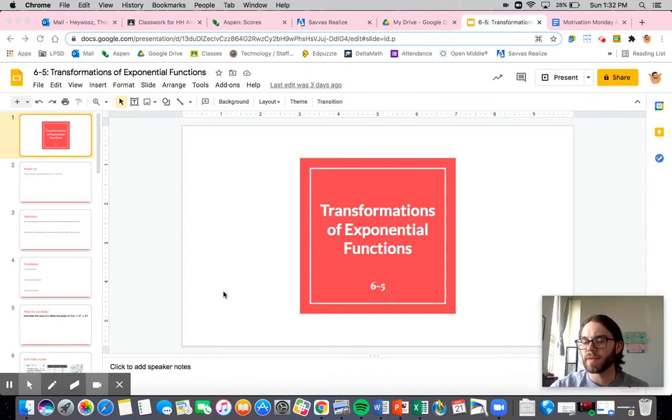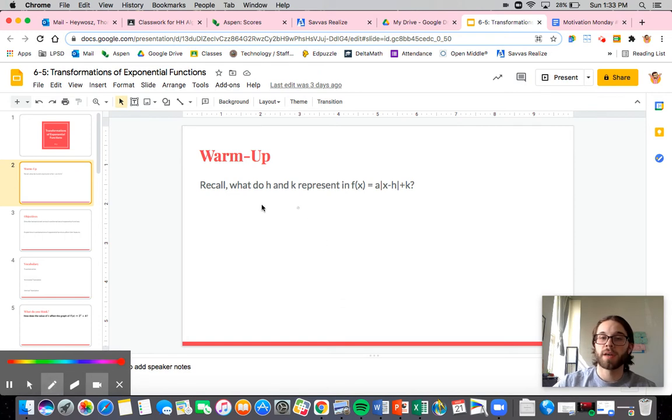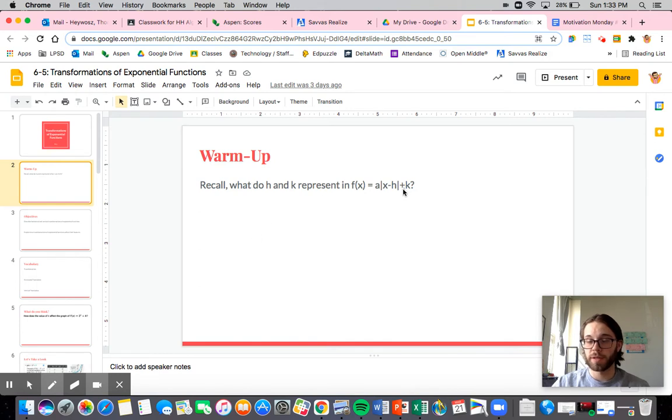And this one should be relatively straightforward now that we've done it a couple times, but it's good to make sure to go over it a little bit more. So as a little reminder, who recalls what h and k did when we had an absolute value function? So h and k in an absolute value function were simply representing the horizontal for h and the vertical for k transformations or the translations, right? So the h was determining left and right, and the k was going up and down, okay?